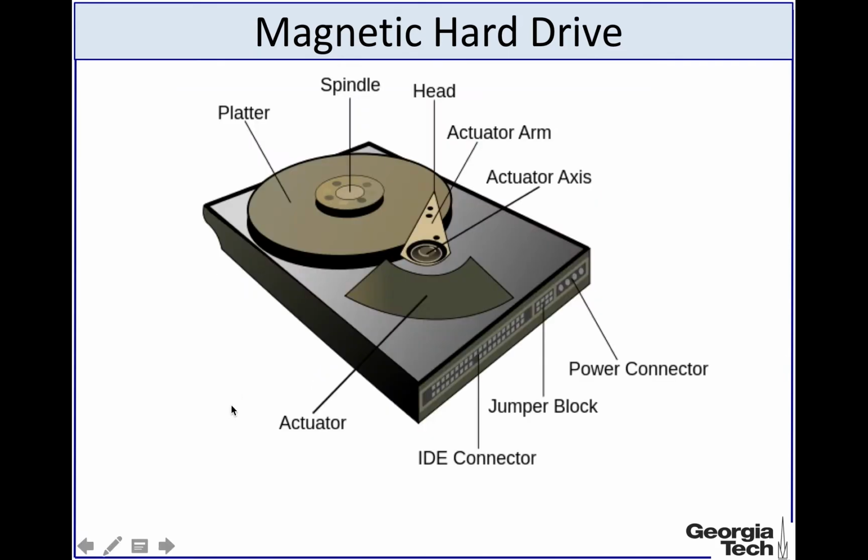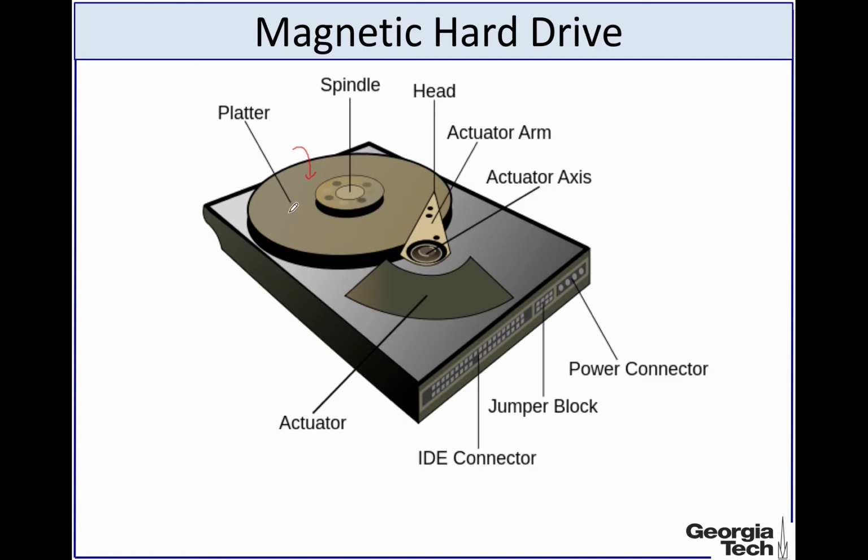Alright, so this is how a magnetic hard drive looks like. This is a diagram of a magnetic hard drive. Now this is the main element, the platter over here, and this platter is coated with a magnetic material, and the domains in this magnetic material essentially encode the information.